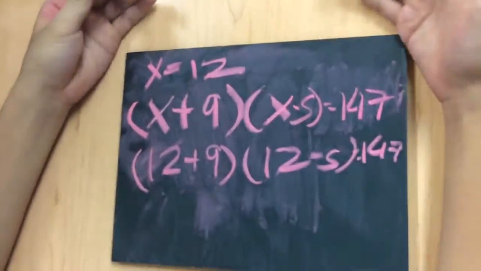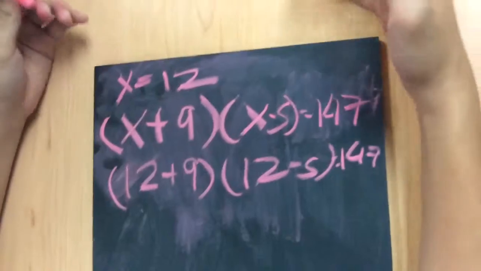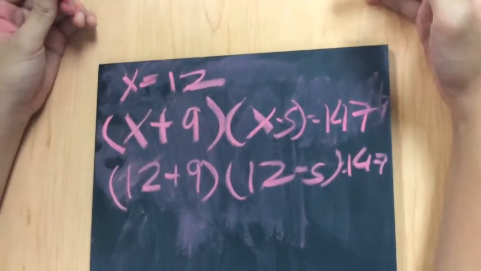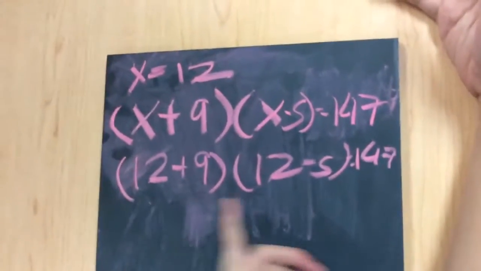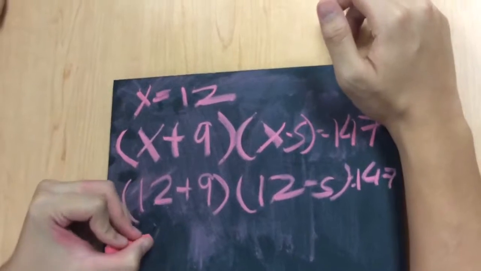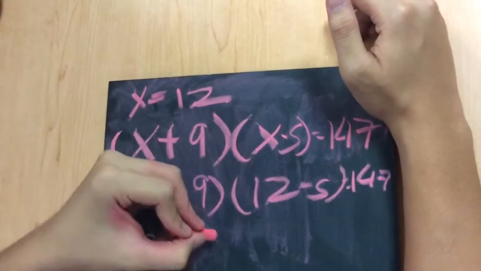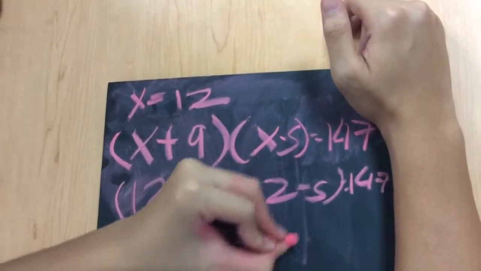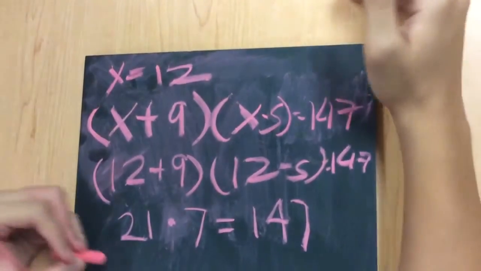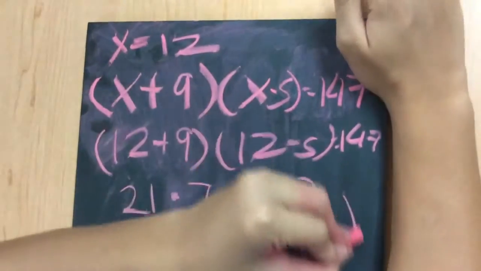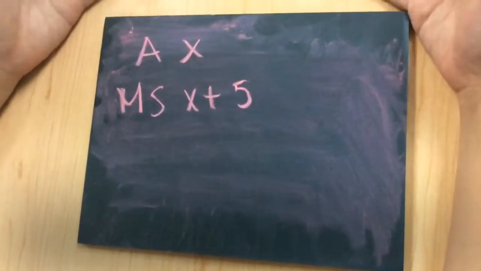So now that we found out that x is equal to 12, we have to go back to our original equation, which was (x plus 9) times (x minus 5) equal to 147. All we have to do now is substitute x with 12, as seen here. So 12 plus 9 is equal to 21, and 12 minus 5 is equal to 7. 21 times 7 is equal to 147, so that means it is correct.